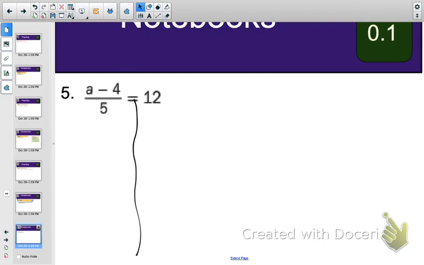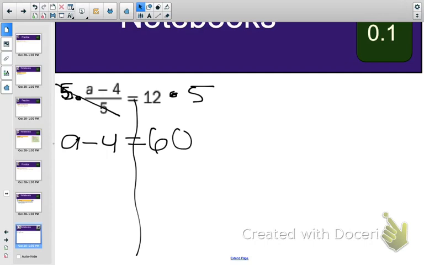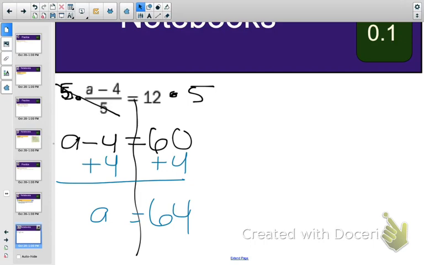Okay, so to get rid of a division, or a fraction line, we just do multiplication. So I multiply both sides by 5. Look, here's my 5. Multiply this side by 5. Okay, these 5's cancel, and then I'm left with a minus 4 equals 12 times 5, which is 60. Last step, I add 4 to both sides, and we are left with a equals 64.